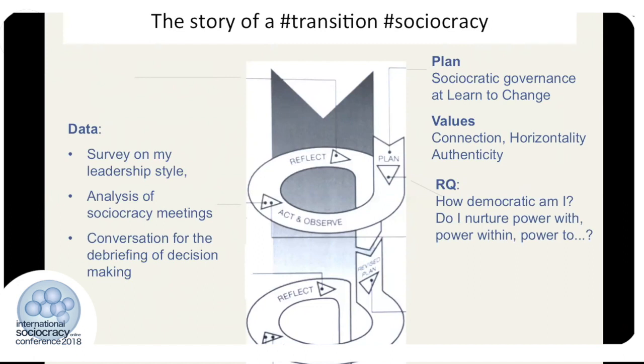and family about what they think about how I display a leadership style. The analysis of the meetings we were having in the association during the transition, and also conversations that we're having on this platform, the online community that I was talking to you about. And of course, diaries and critical friends are at the center of that. This is cycle 1, and you'll see cycle 2 later.